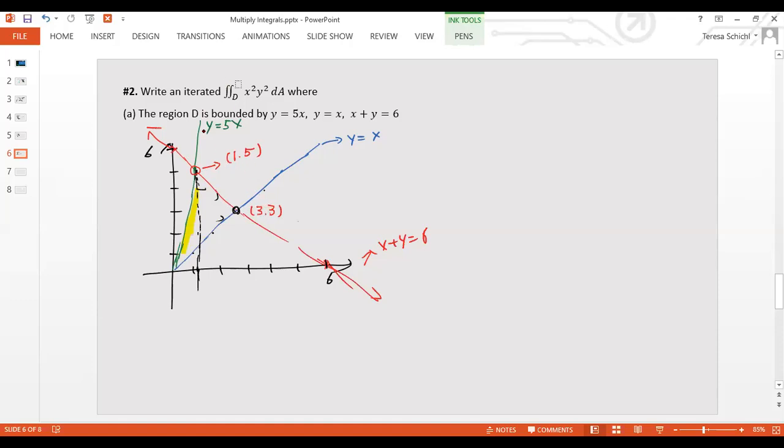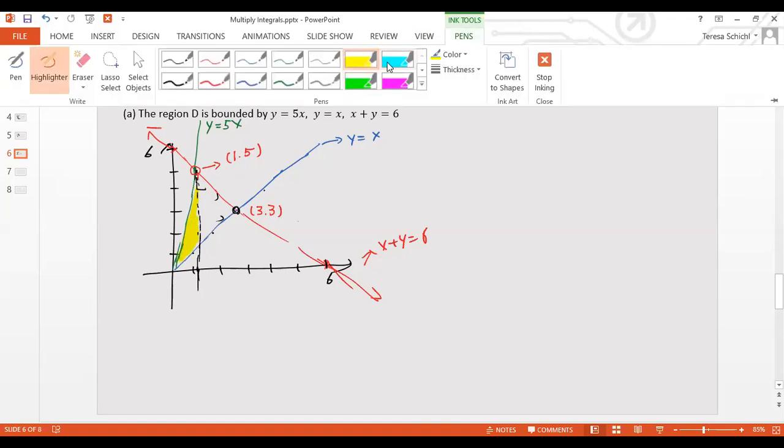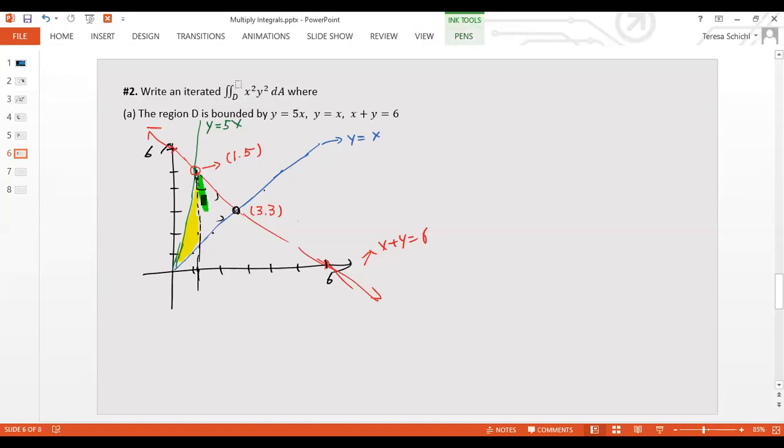So now I decide I have to change to the two regions here. I need to have this yellow region and this green region, right? Okay, so now let's take a look. For the yellow region here, I call it the D1 region.